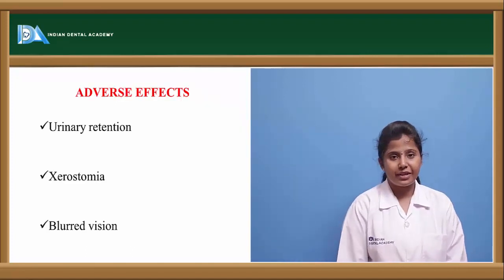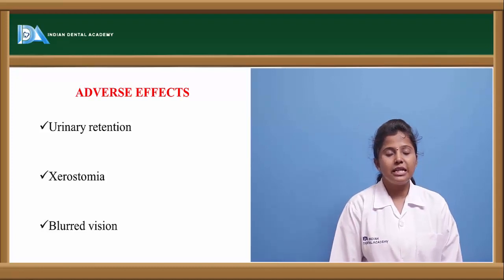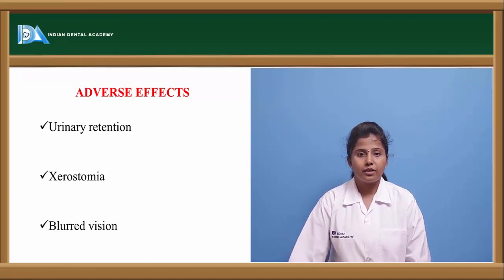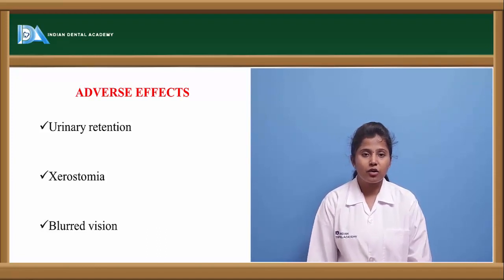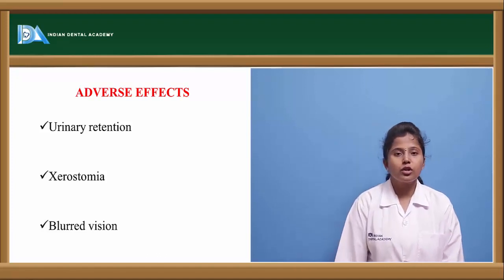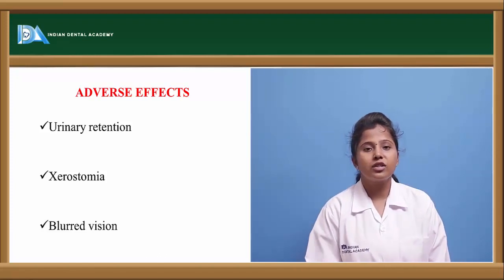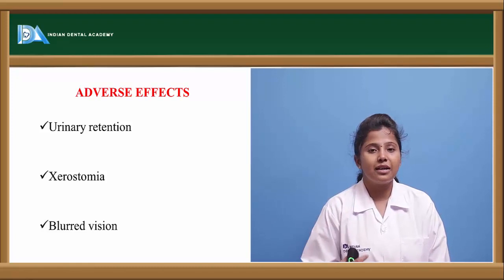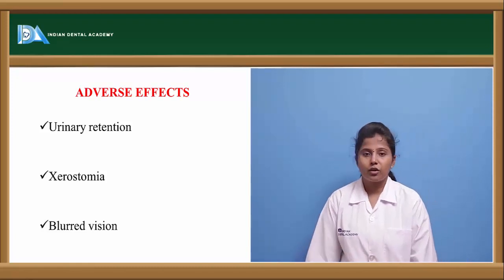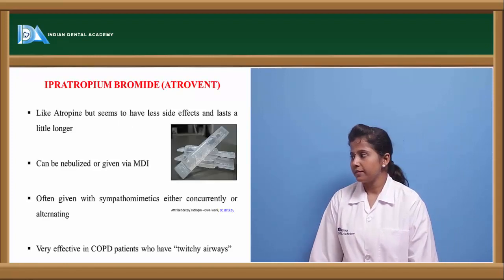What are the adverse effects? The adverse effects of atropine include urinary retention. When given in large doses, it causes retention of urine, and it causes xerostomia. Xerostomia is a condition where salivary secretions are reduced, and thereby it causes dry mouth, and it causes blurred vision.